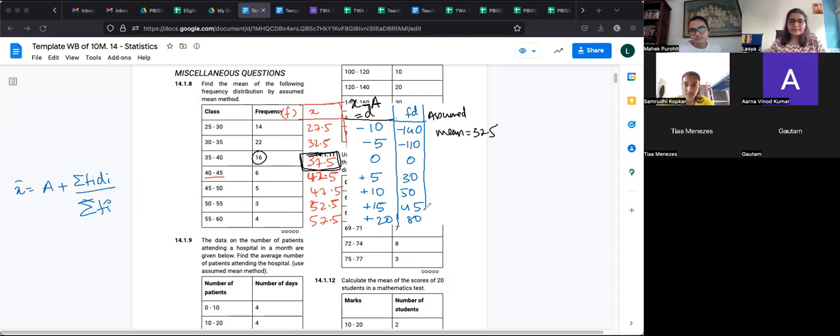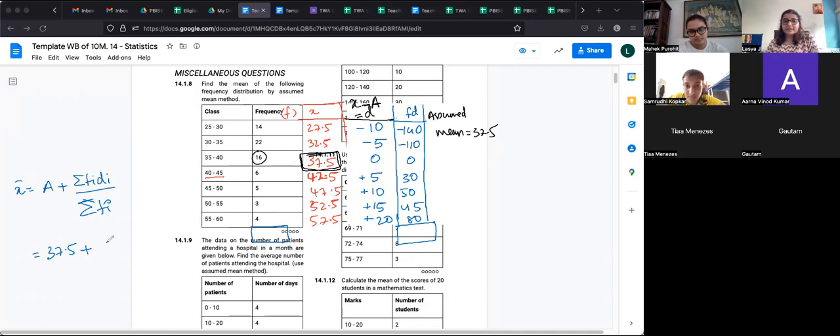Okay, so then put it in the formula. You know what the assumed mean is? 37.5 plus sigma fi di, which will be the sum of all these numbers. Add this up. Sigma fi is the sum of all the f. Add this up and divide it.